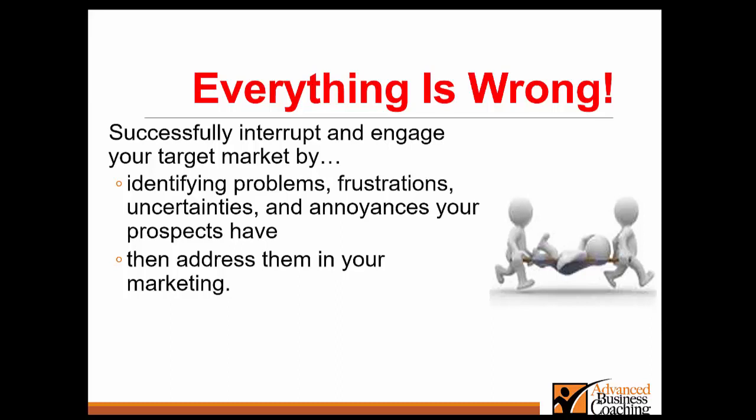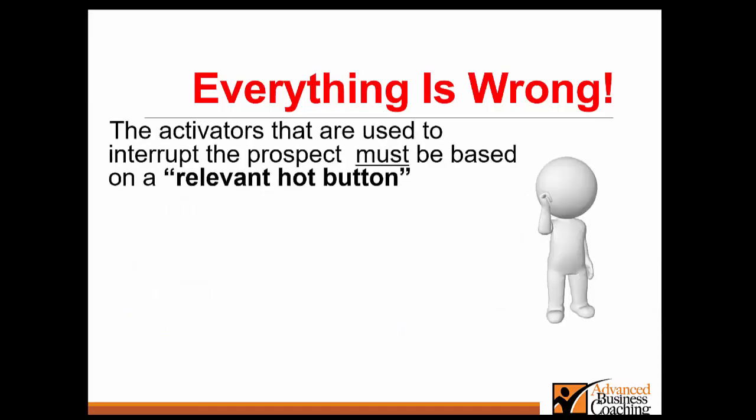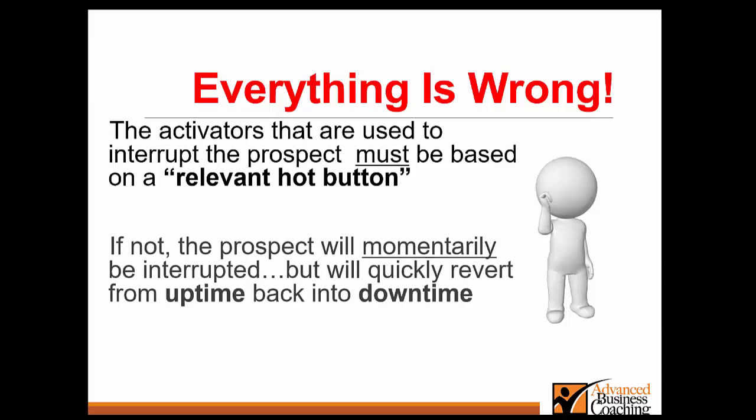Now, here's the key to all of this, and one that no one in the big ad agencies seems to understand, but one that you need to know in order to make this all work for you and your business. The activators that are used to interrupt the prospect must be based on their relevant hot buttons. If not, the prospect will momentarily be interrupted, but will quickly revert from uptime back to downtime. That's what we call false uptime.